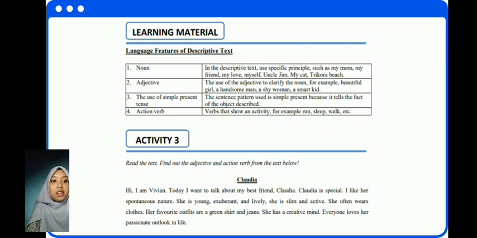Okay, for the next activity, that is the third activity: read the text below, find out the adjectives and action verbs from the text. So the students must read the text and find out what the adjectives and the action verbs are from the text about Claudia. Okay, next.